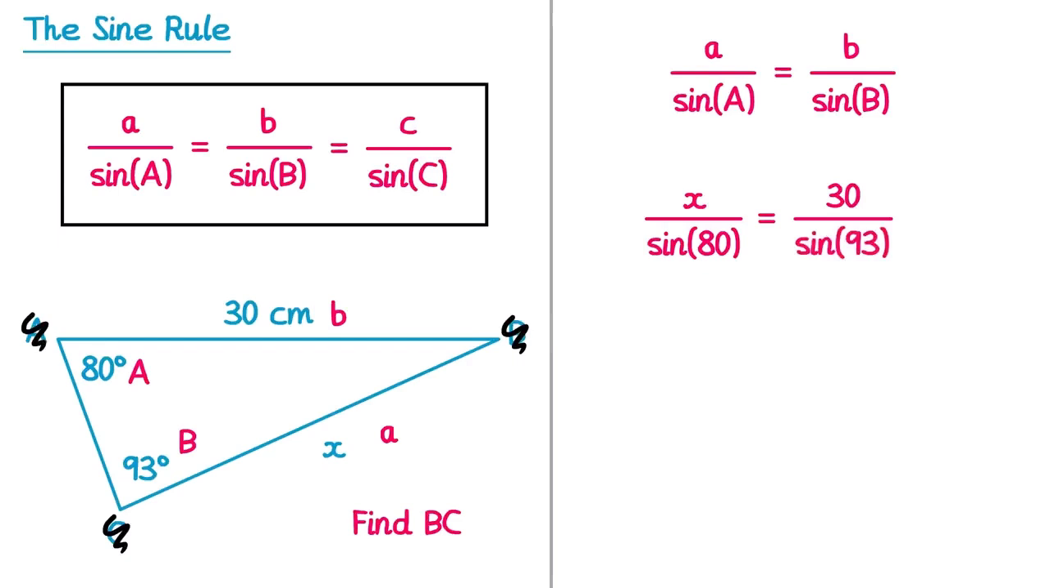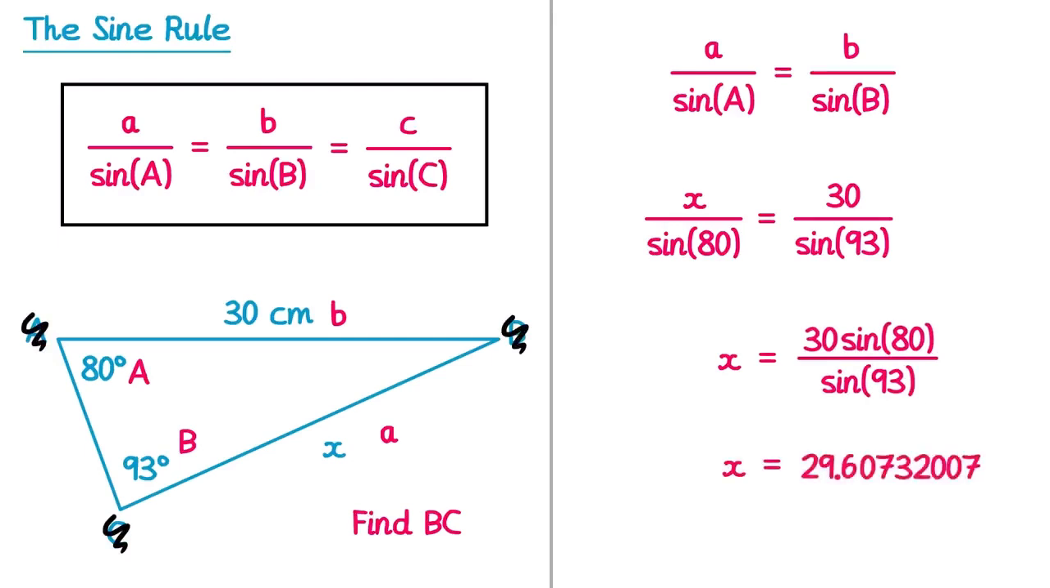Then as before, we're going to multiply both sides by sine 80 so that we get x on the left hand side. So on the left hand side we would have x, and on the right hand side we've got 30 over sine 93, but we've just multiplied this by sine 80. And as we did before, we may write this as one fraction, which is 30 sine 80 over sine 93. Type this into your calculator and you'll find that x is equal to 29.60732007. Let's round this one to one decimal place once more, so this will be 29.6, and if we add some units, which are centimeters.